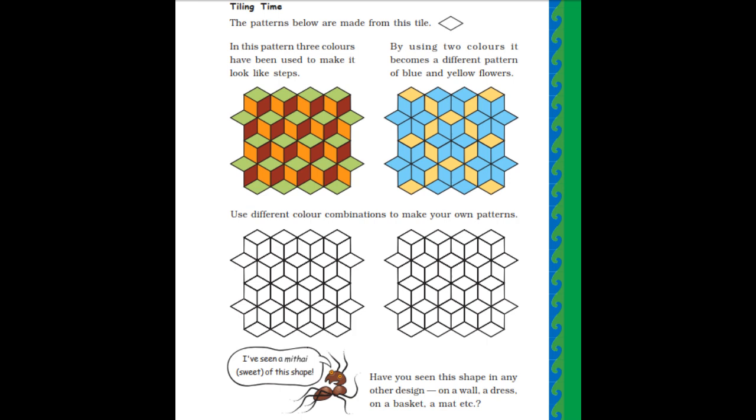Now, tiling time. The patterns below are made from this tile. Now, in this pattern, three colors have been used to make it look like steps. You can see the different patterns. Now, use different color combinations to make your own patterns.